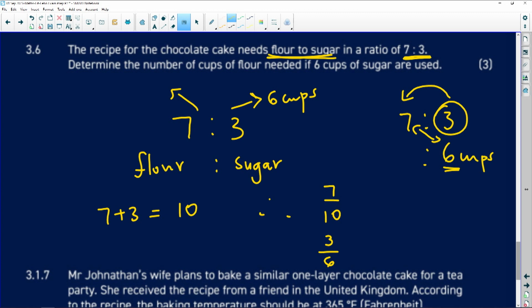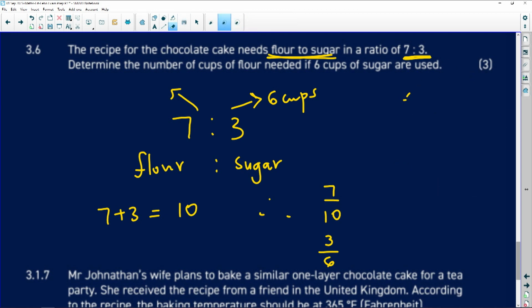So then I can do my known to unknown. Let's see how we're going to do this. In terms of my ratios, I have 7 over 10, and I have 3 over 10. And that's how I'm going to use my ratio when it comes to that question.